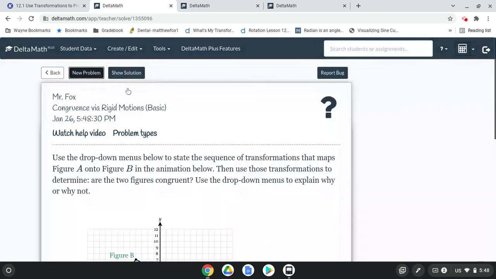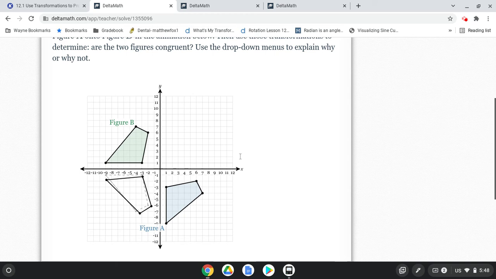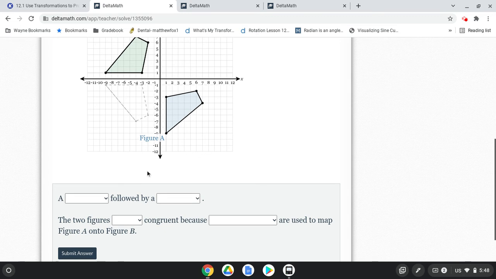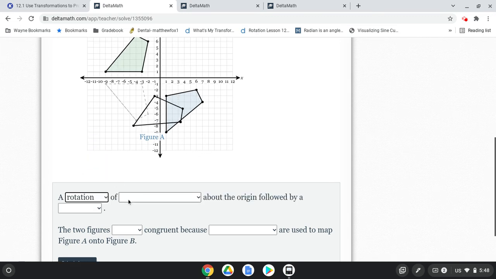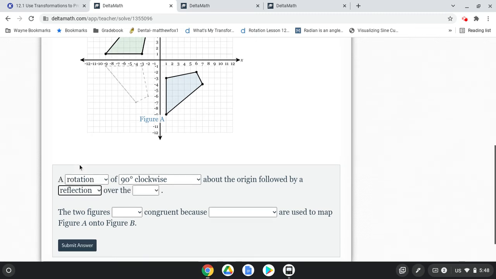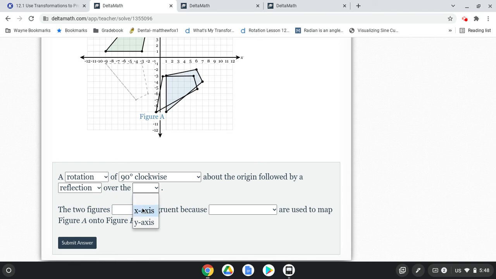So let's do one more. I want to do another one of these. This one, if we see, it starts over here on A. It's a rotation. It gets rotated, and this direction is clockwise. Okay, the clock goes around like this, so it rotates 90 degrees clockwise. So a rotation of 90 degrees clockwise, followed by a reflection over the x-axis.